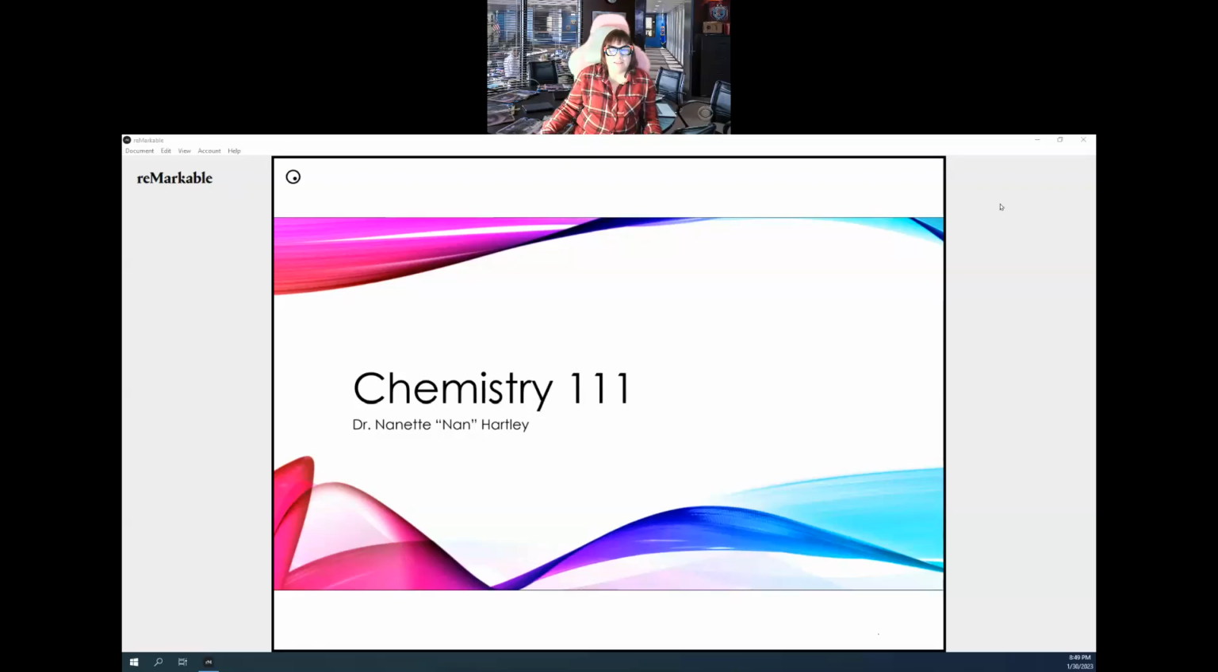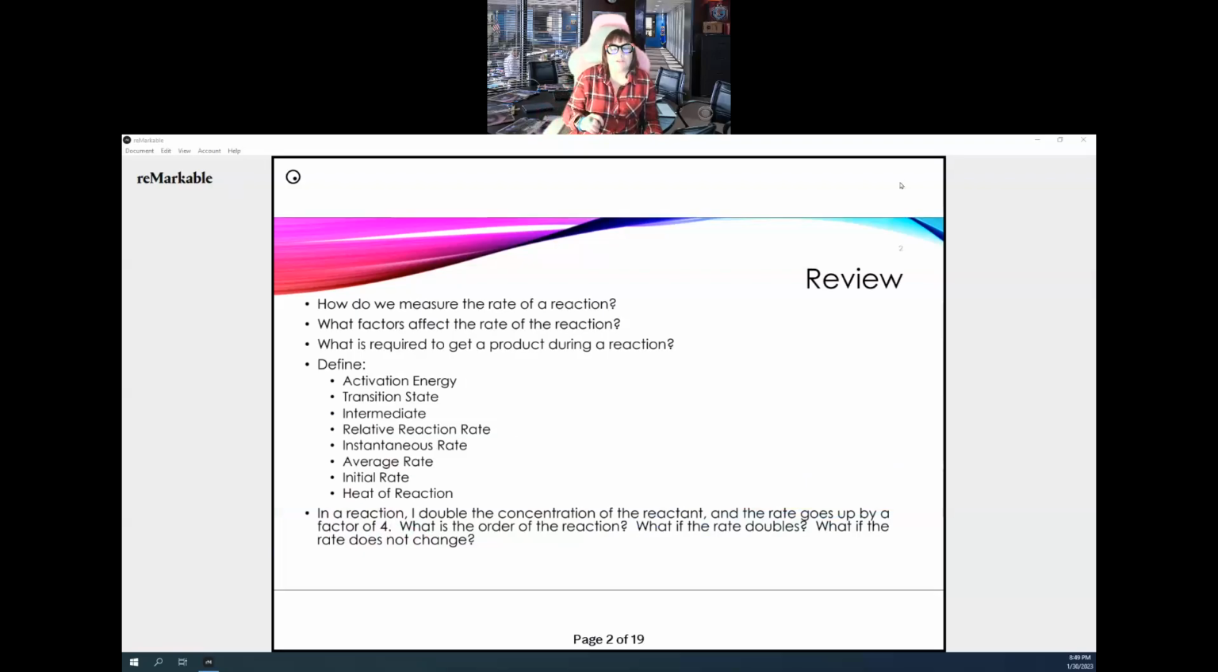Awesome. So we're going to be talking about mechanisms. But before we talk about mechanisms, we need to do a little review. So, how do we measure the rate of a reaction? Measuring the rate of a reaction is change in concentration over change in time. If it's a reactant, it's negative, and we always have 1 over the stoichiometry to do that. So that's how we measure the rate.